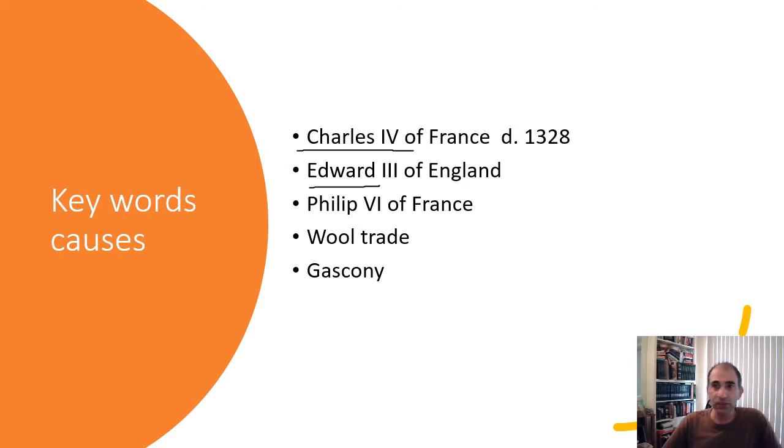It's who is the legitimate king of France. So that's number one. There are two other issues, the wool trade and this Gascony. I'm going to go to the map to explain those.